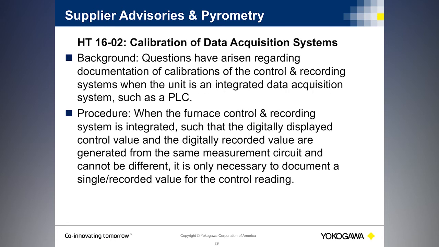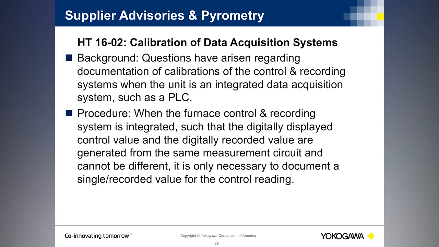The latest advisory, 1602, actually came out just last week, regarding PLC-based systems, where a PLC is doing your controlling as well as your recording. The suppliers were writing down one temperature reading when doing the calibrations, even though the signal for the recording was the same, and they were receiving NCRs because of this. So when you have an integrated system like this, as long as you document the one reading and have it proceduralized that it's all one system, there's no need to write both readings down.